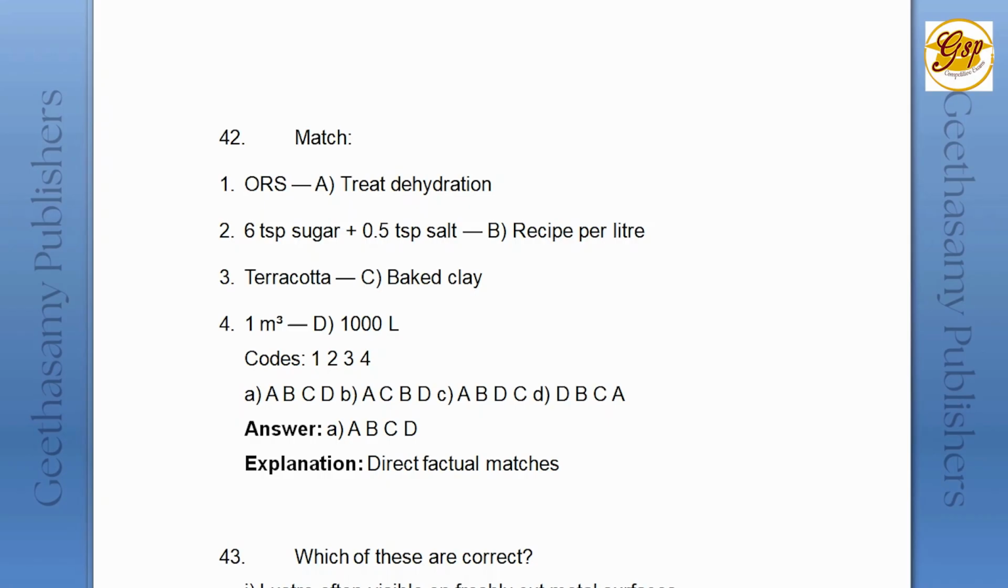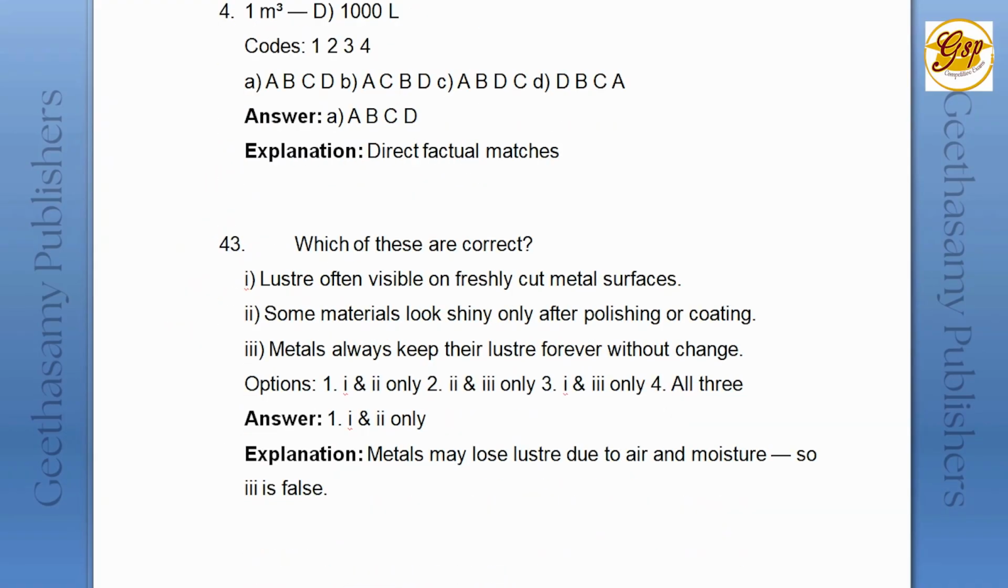42nd question, match. ORS treats dehydration, 6 teaspoons of sugar and 0.5 teaspoon salt in the recipe per liter. Terracotta, baked clay. 1 meter cube is 1000 liters. Right? So it's all factual, so they are correct. All are true. All are matched correctly.